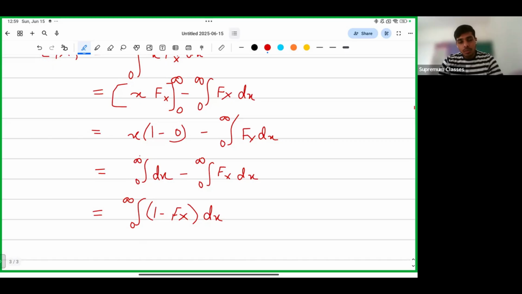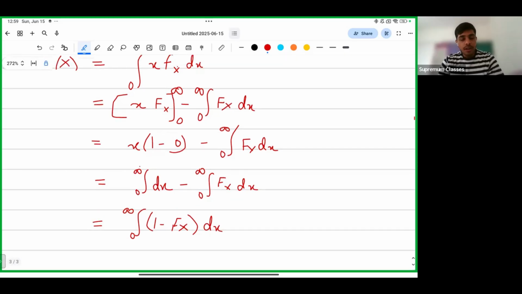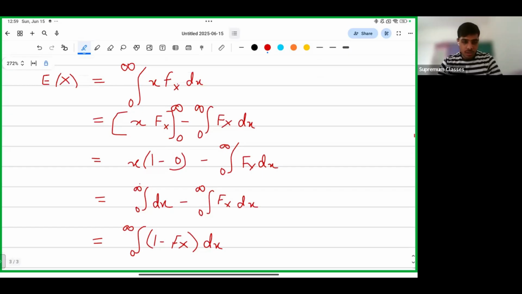There's a smaller approach as well where you use the change of integrals. So you have the integral from 0 to infinity of x f(x) dx, right? So you write x as another integral. You write x as, say, the integral from 0 to x of 1 dx. Then you change the integral and you somehow get that form. Think about it once. Okay.